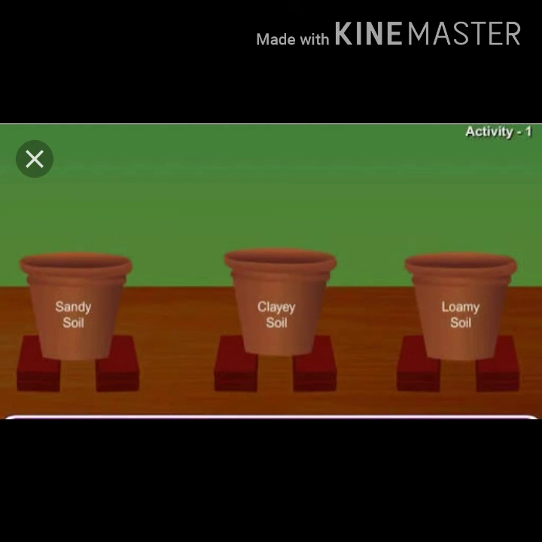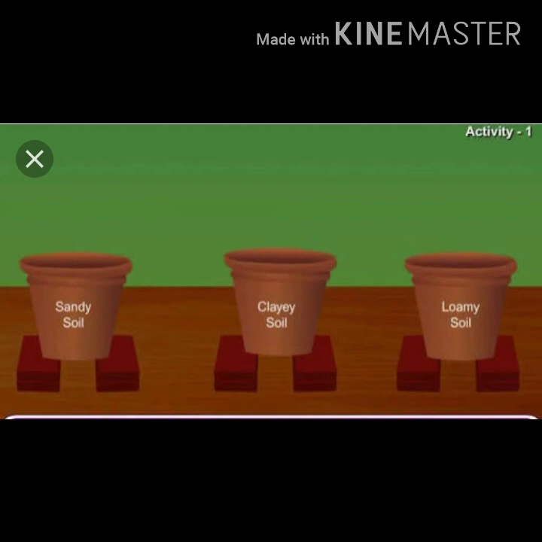Then the loamy soil, that is the best topsoil for growing plants. It is a mixture of sand, clay and also another type of soil particle known as silt. Silt is usually present in river beds and others. The size of the silt is in between the sand and clay. Not so small and not so large.